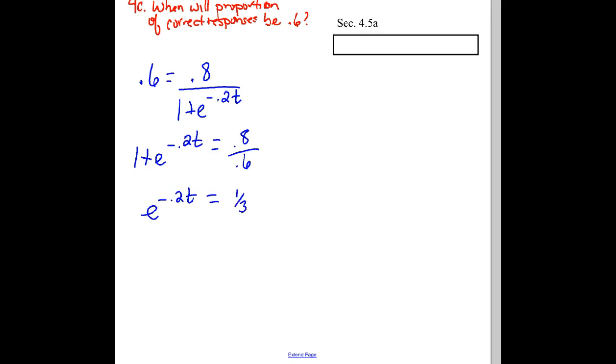Then what? Take the natural log of both sides. So negative 0.2t equals the natural log of 1/3. Then divide out your negative 0.2. So natural log of 1/3, and then we're dividing by negative 0.2. So we have t being about 5.5.